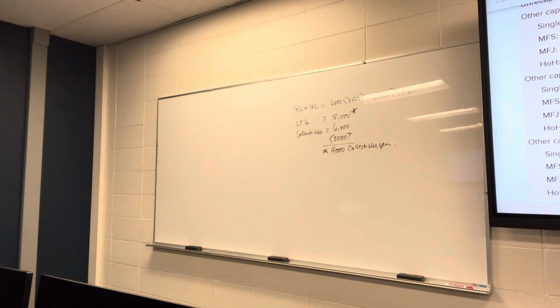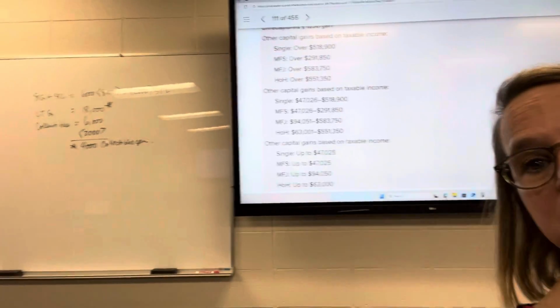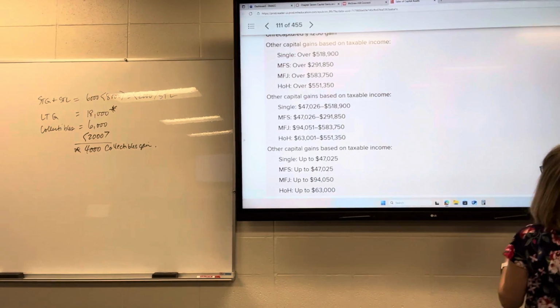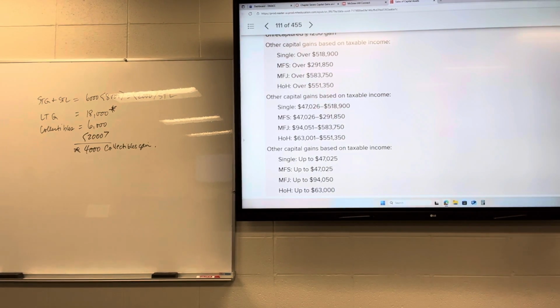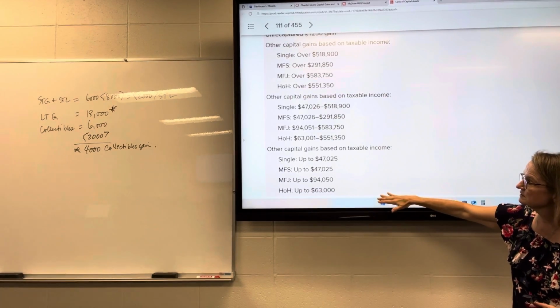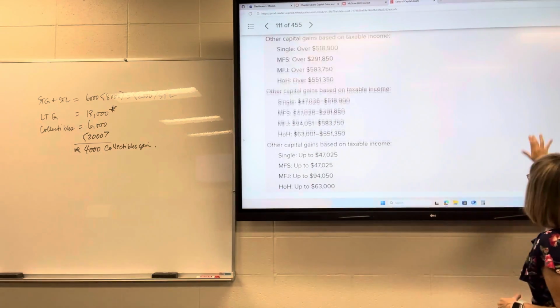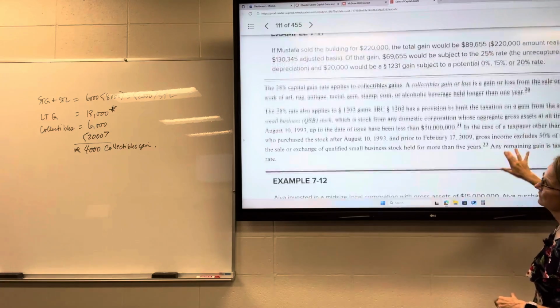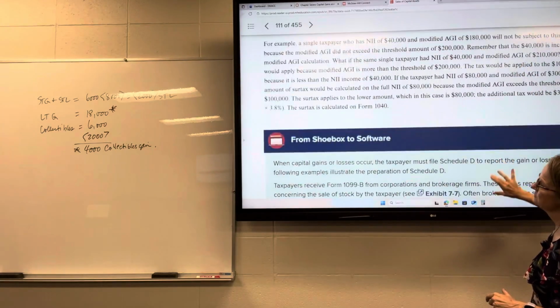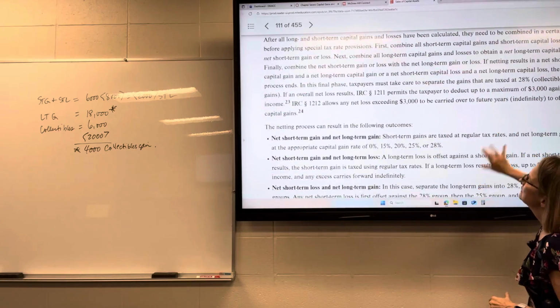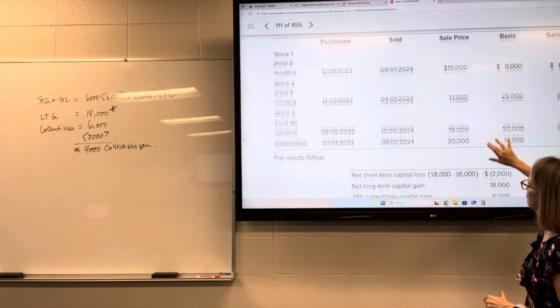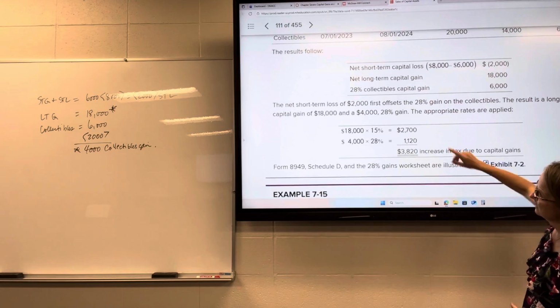Sorry, I want to try and get all of this in. So you'd use these brackets to determine. And then if it's below this, or up to this amount, it's a 0% tax rate. These are in this chapter, and they're also at the back of the book, these tax rates. All right, let's do the second part of this. So that's where they get the 15%.